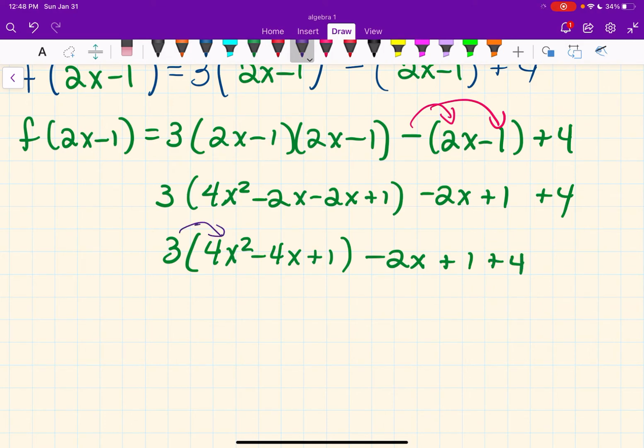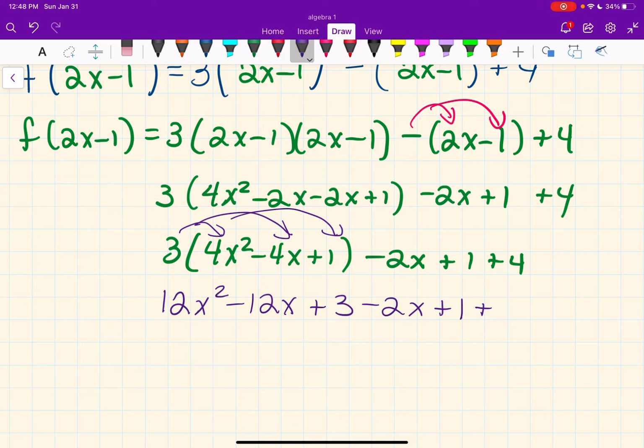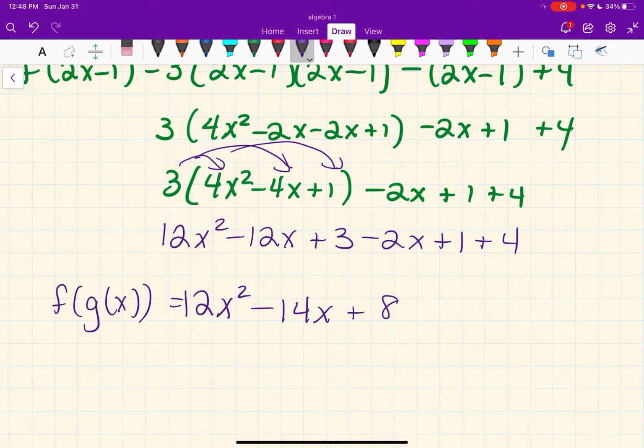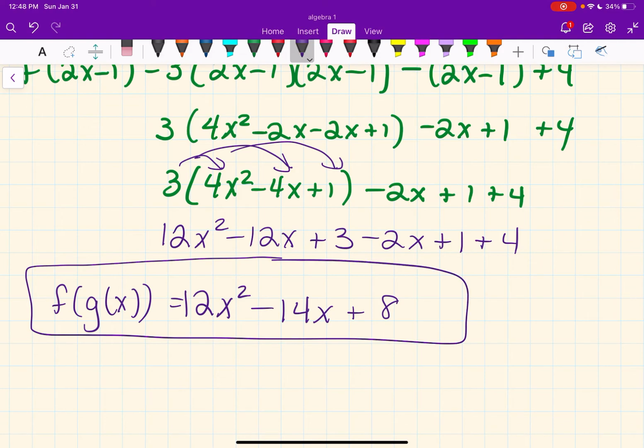Distribute. So there's a lot of algebra going on here. So any place that you were weak and you didn't practice it, this is going to make it apparent. So you need to work on this. So 12x squared minus 12x plus 3 minus 2x plus 1 plus 4. If I simplify this down, I end up with 12x squared minus 14x plus 8. And that's my f of g of x. So no step is overly difficult. There's just a ton of steps here, and you got to be very careful.